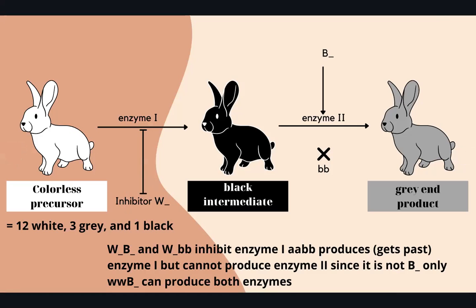Now, if we don't have that and it's both little ww, it can produce the enzyme 1, resulting in the black intermediate. Now here is when we can move on to the B allele. So we can either stay stuck here or produce enzyme 2, resulting in the gray product. In order to be phenotypically gray, however, there must be at least one dominant B allele.